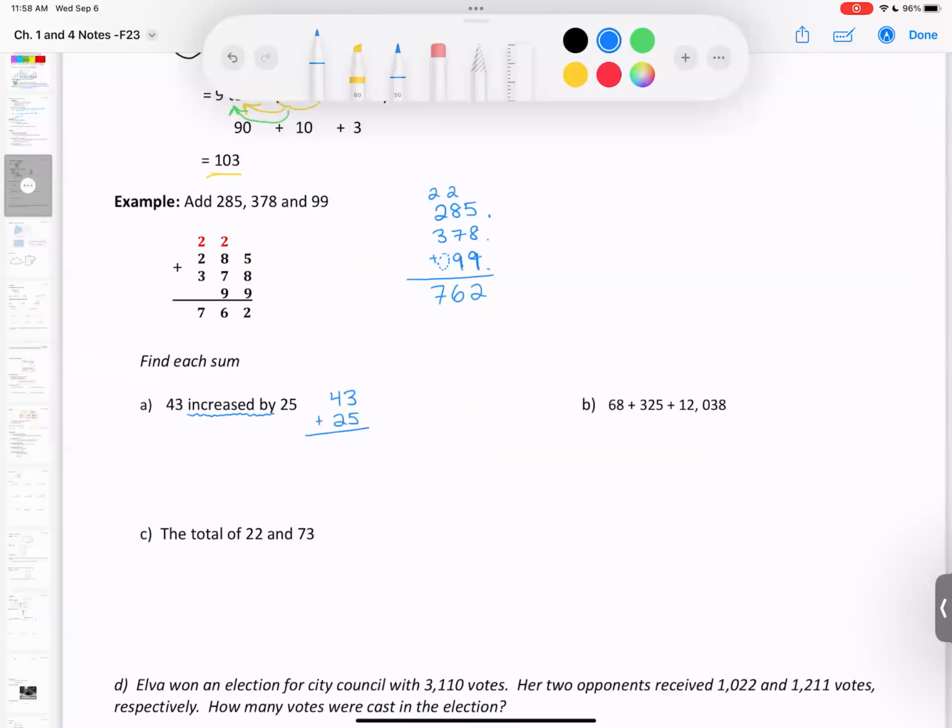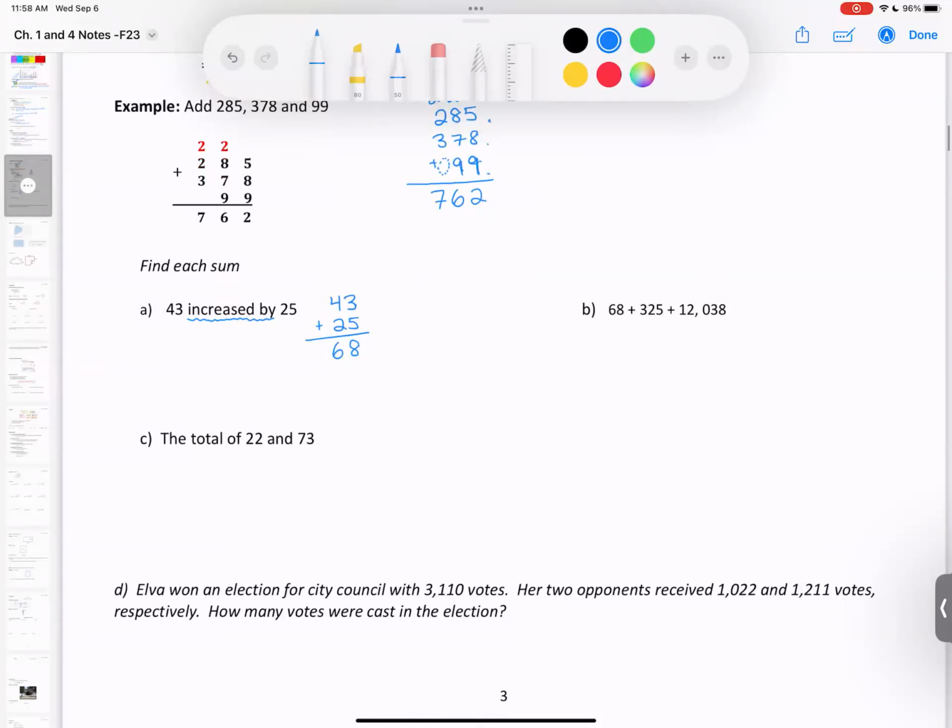Okay, we're adding up those ones columns. So 3 plus 5, that gives us 8. Okay, it's under 10, so we don't have to carry over. Woohoo! And then we've got 4 plus 2, so that gives us 6. So our answer here then is 68.